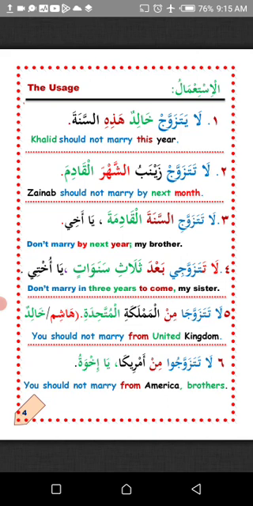Number 4. لا تتزوجي بعد 3 سنوات يا أختي. لا تتزوجي, don't marry. بعد 3 سنوات, in 3 years to come. يا أختي, my sister.